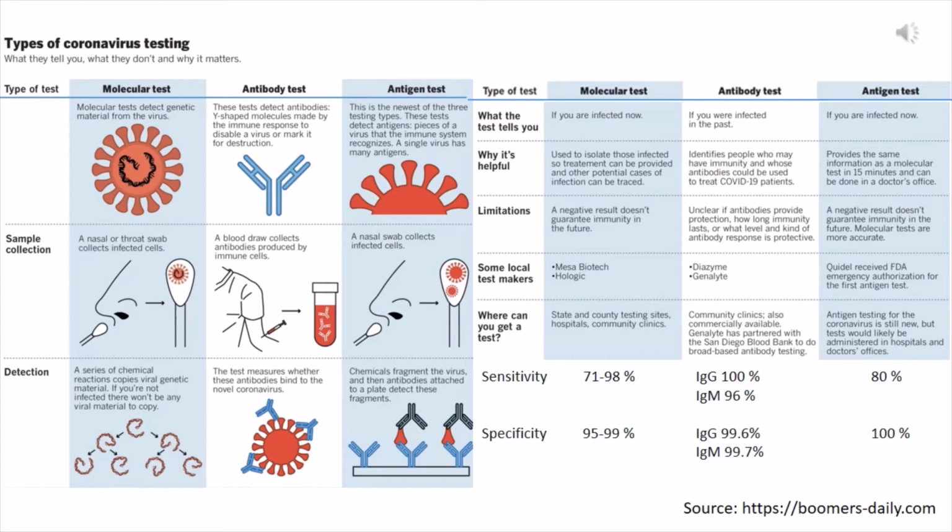Third type of test is antigen test. This is the newest one and detects antigens. It means it detects pieces of virus that the immune system recognizes. A single virus has many antigens. Infected cells are collected on a nasal swab. Antibody that binds specifically to virus antigen produces a high signal. It provides the same information as an RT-PCR test.